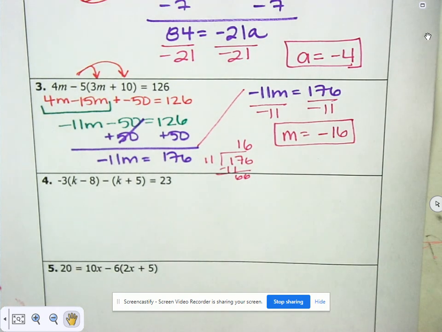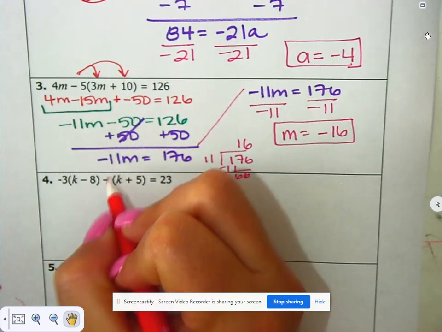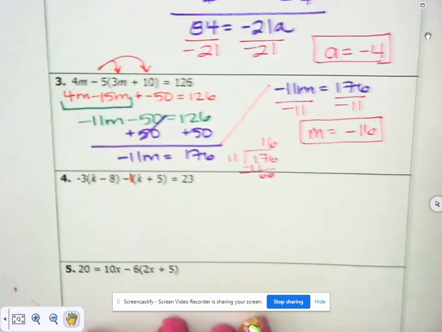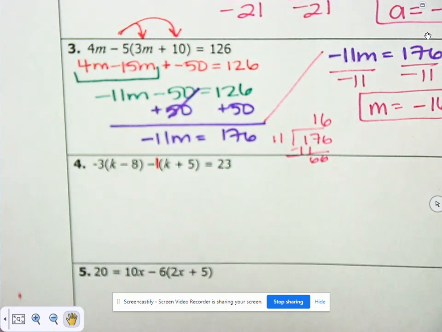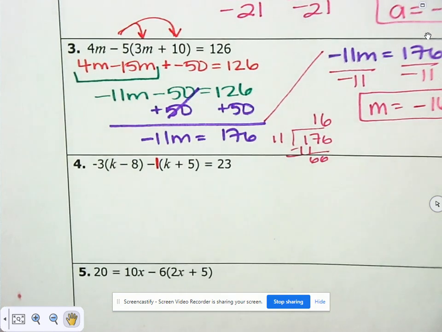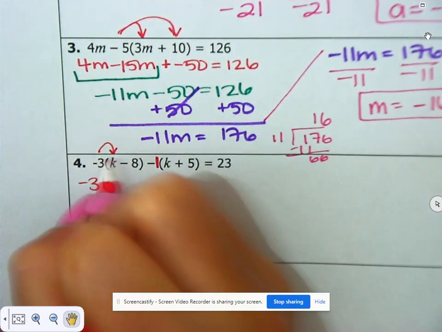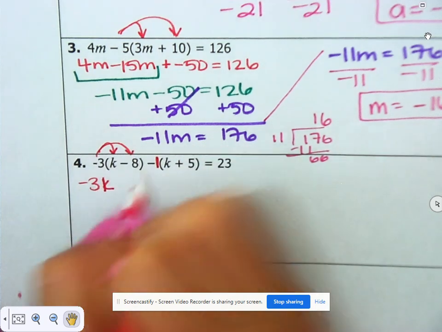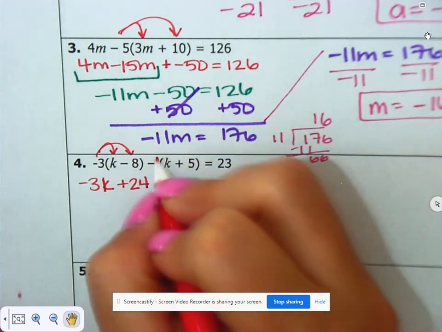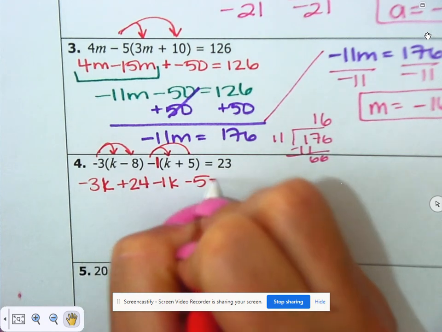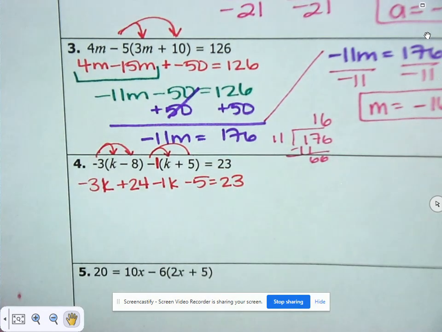All right, number 4. Now, this one gets confusing sometimes, so be careful. That's why I have a couple of these in here on purpose. You got a -1 right here. So we are going to have to distribute twice. Okay, so that's -3k. A negative times a negative is positive 24, -1k, and -5. All right, combine like terms.